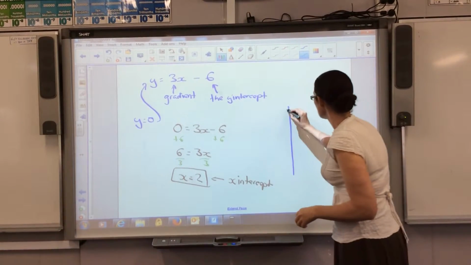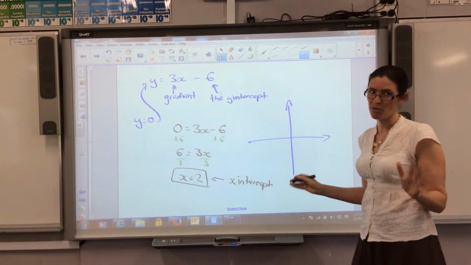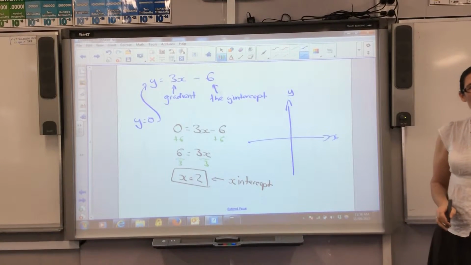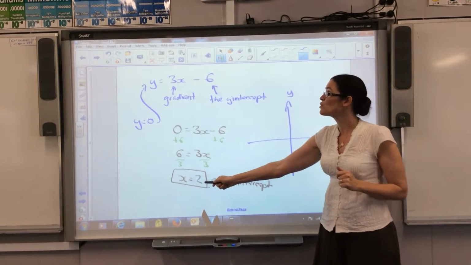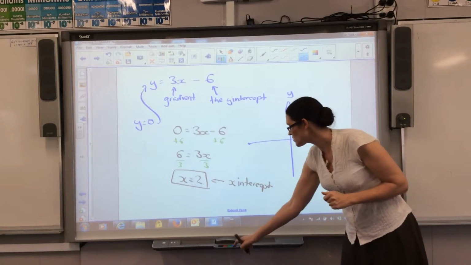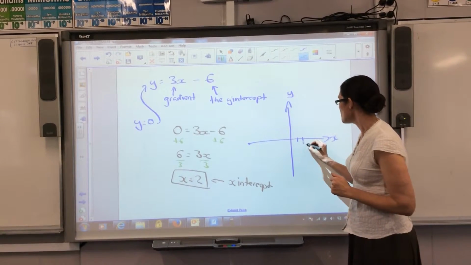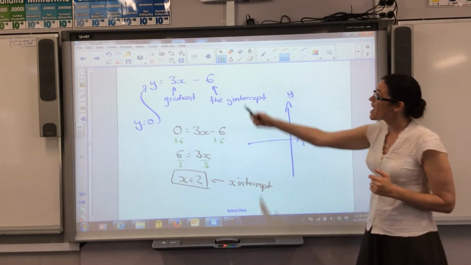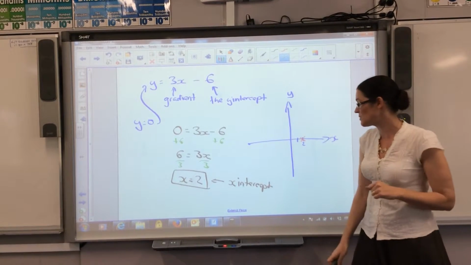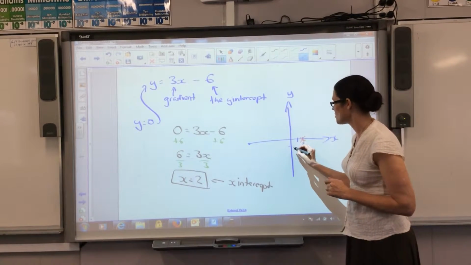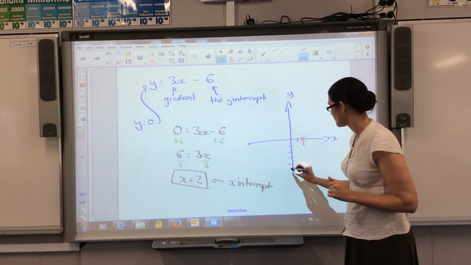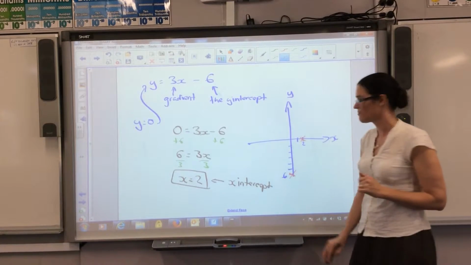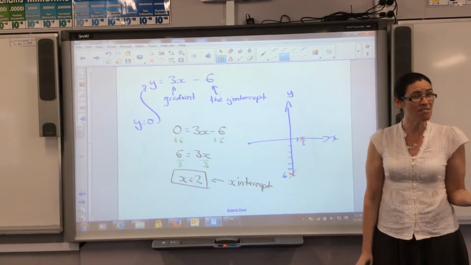So on my graph, which of course you would draw beautifully with a ruler and a pencil, I know that it's going to cross the x-axis at 2. So if I go across my x-axis, I know it's going to have to cross here. I also know that it has to cross the y-axis at -6. So if I go down 6, which of course you would measure out nice and neatly, then I know that it has to cross here as well. So all I do now is grab a ruler.